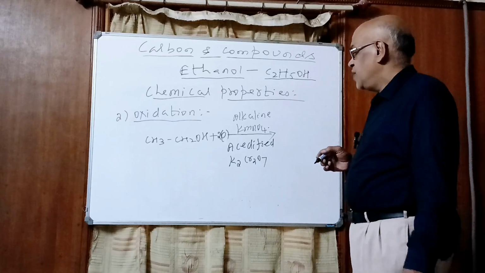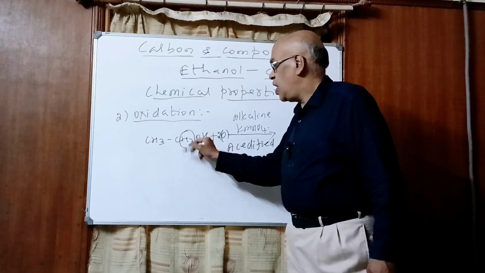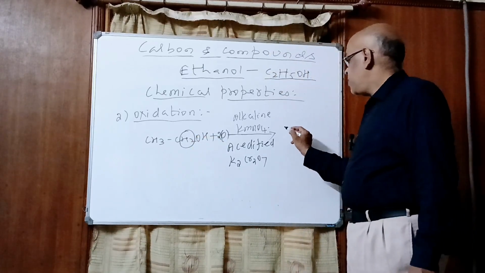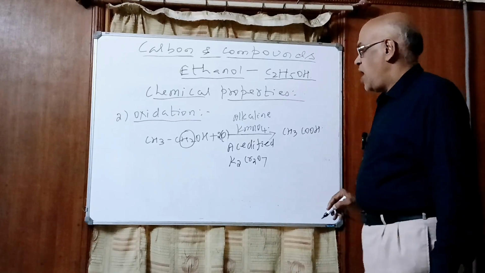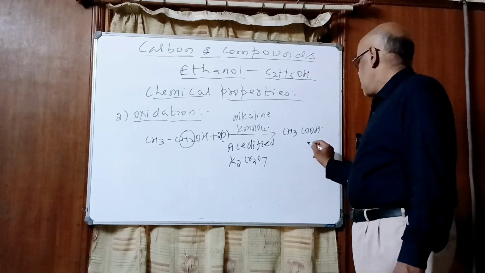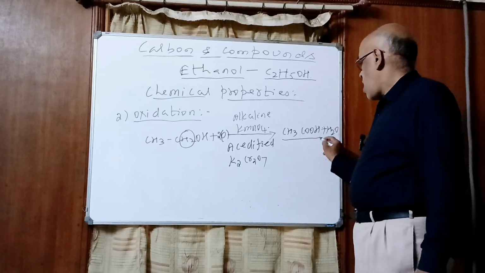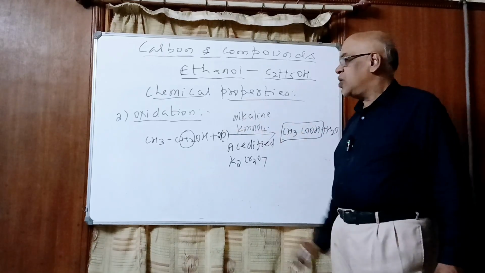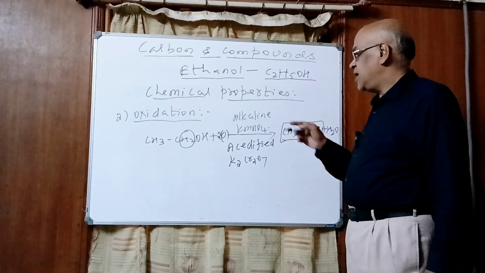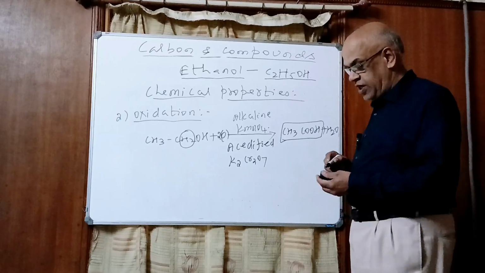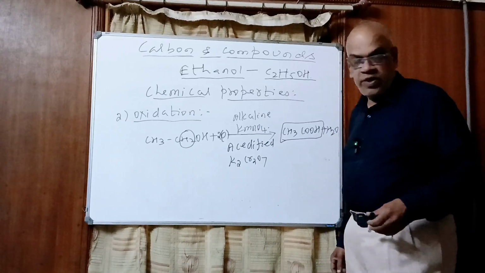What happens here, children? Now hydrogen is removed. See, this hydrogen goes and oxygen comes in place of hydrogen. CH3COOH is formed, yes or no, children? Yes. Then water, H2O. So when alcohols undergo oxidation, acids are formed in the presence of strong oxidizing agents like alkaline potassium permanganate or acidified potassium dichromate, children. Easy reaction, isn't it? Next one, which is our next reaction?